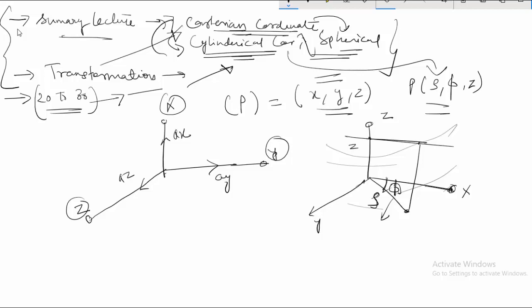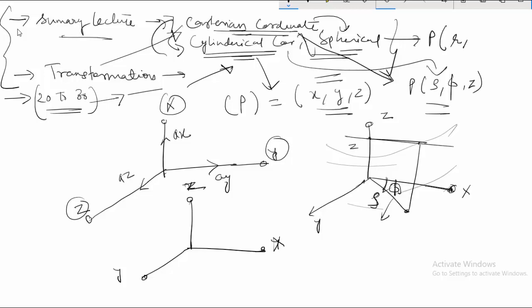And the next kind of system is the spherical system, and if I represent it the same way with x, y, and z, then you can see how the point is represented in the spherical system. So this was the cylindrical system, and this was the Cartesian system, and the point in the spherical system is represented using three things. The first is a sphere of radius r, the second is a cone of angle theta, and the last is a plane phi.